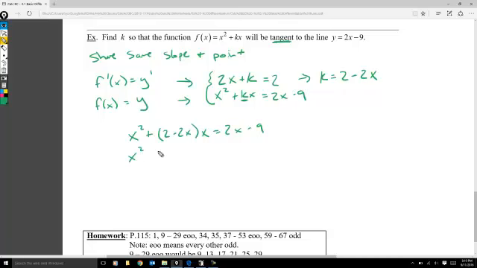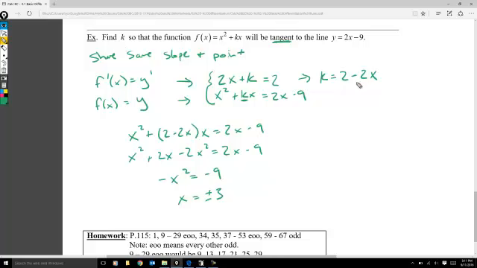Let's simplify. These two x terms will cancel, so I end up with negative x squared equals negative 9, meaning that x equals plus or minus 3. I skipped some algebraic steps there, but I end up with x equals plus or minus 3. Now I don't care what x is, I care what k is.